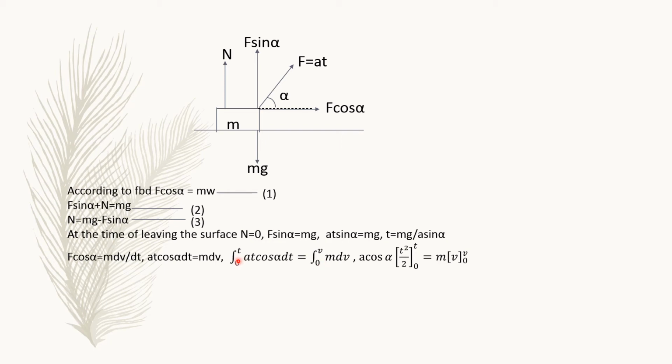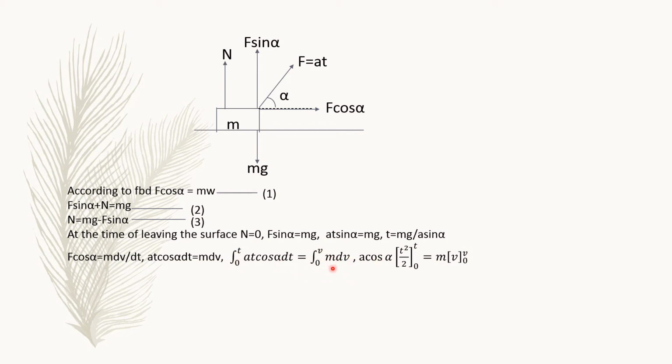At time t equal to 0, velocity is also 0, because when time t is equal to 0, the force value is 0. That means there is no force on this bar of mass m, so this body will be at rest and there is no velocity. So when time is equal to t, let us say the velocity will be v. So the limit is from 0 to t here, and from 0 to v here.